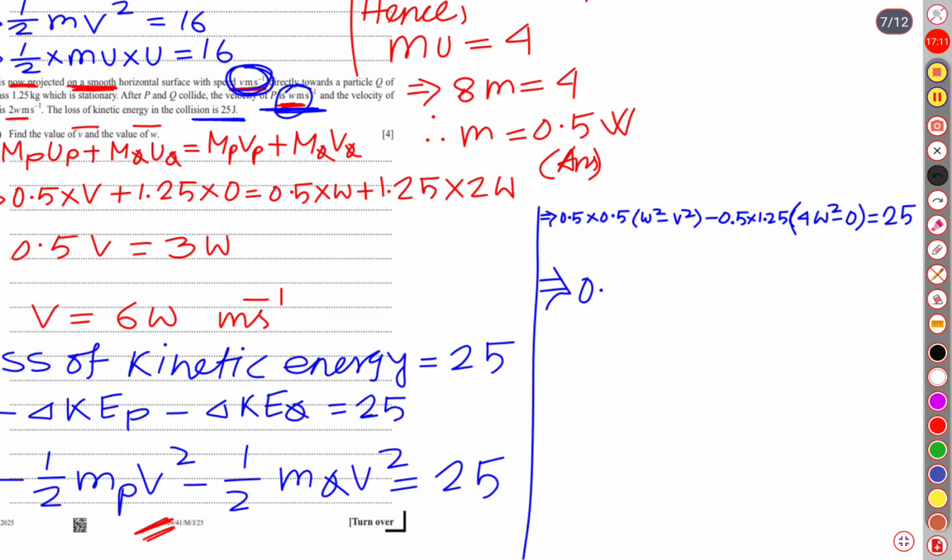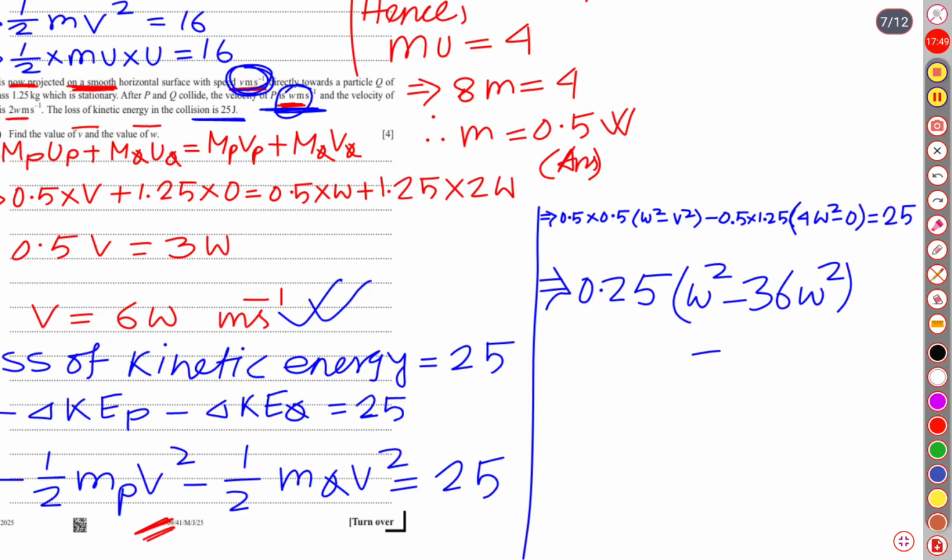0.25, 25. Then W is equal to what? Look at this. Our V has been already obtained. In equation number 1, or in the first part of this solution, we have found V is equal to 6W. So it is going to be V square, which is 6W square, sorry, 6W whole square, which means actually 36W square. So this is the first part.